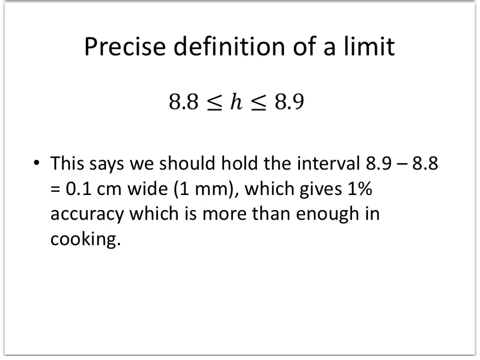And what this actually means is we should hold the interval, this 8.9 minus 8.8. In other words, the height. If I hold it within this interval, this gives me 1% accuracy, which is, of course, fine in cooking. So again, all that's saying is you're trying to hit this point right here, okay? In our example, it was 1,000 cubic centimeters. That's what you want. That's my measuring cup. I'm making a big batch of potatoes.